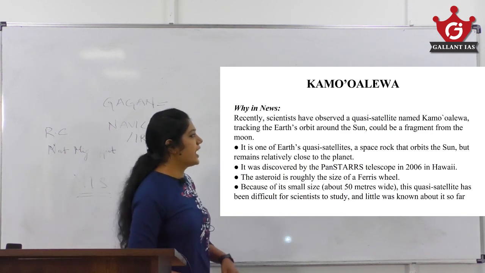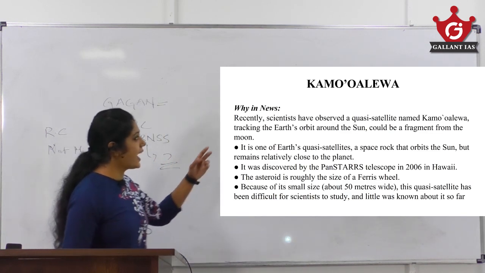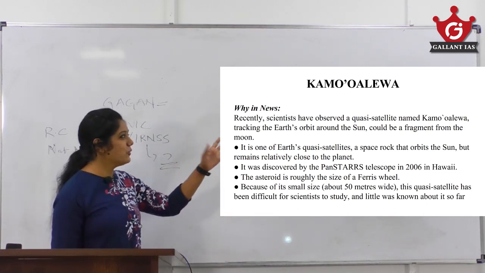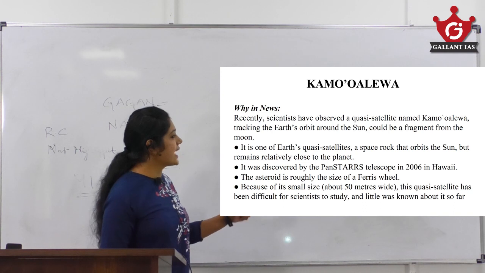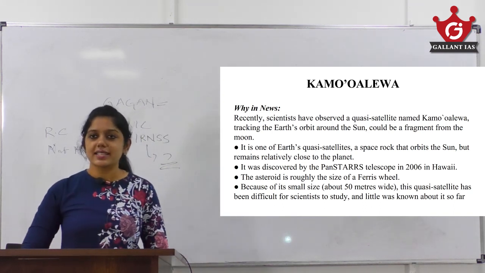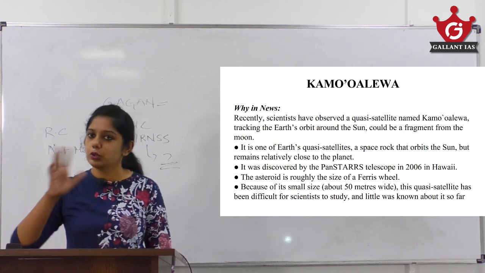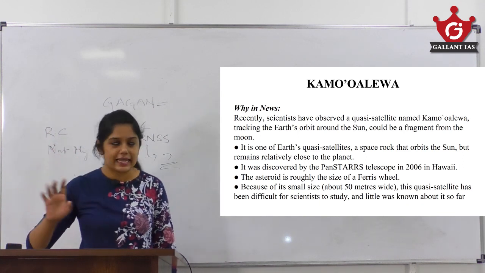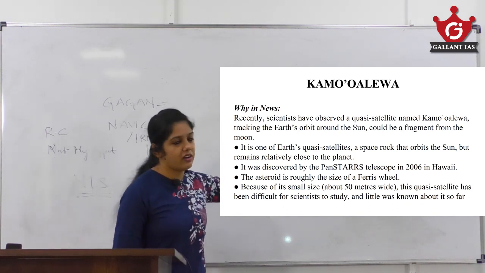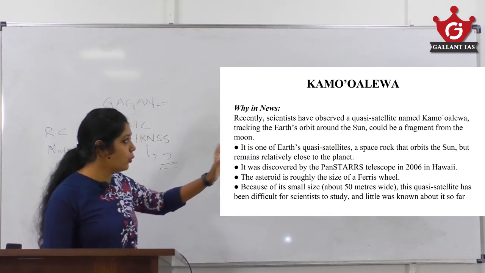See, first is, I don't know how to spell it correctly. Cam Oliva. Okay, Oliva, what? I don't know. Cam Oliva. So recently, scientists have observed a quasi-satellite. See, Earth has got 5 quasi-satellites. You don't have to study the names of all the satellites. Recently, scientists have observed a satellite called Cam Oliva. I don't know the exact pronunciation, whatever it is.